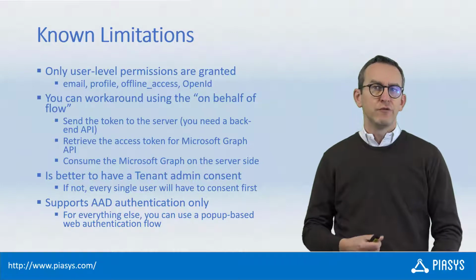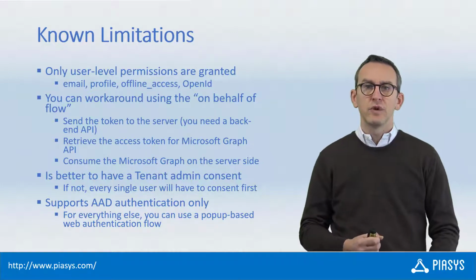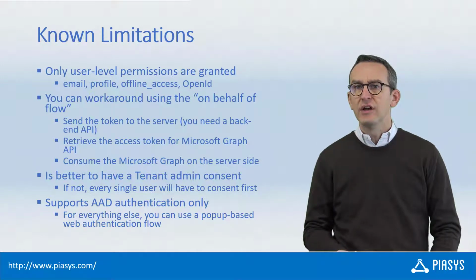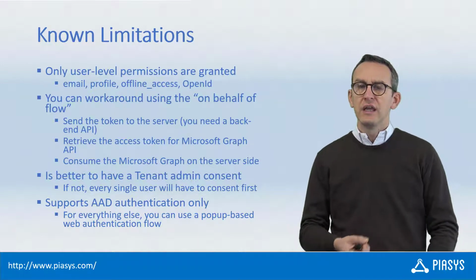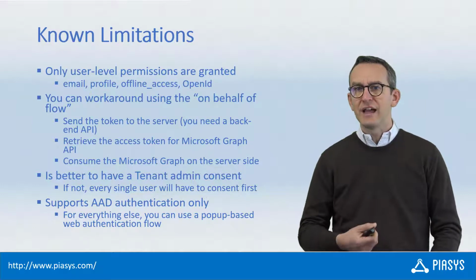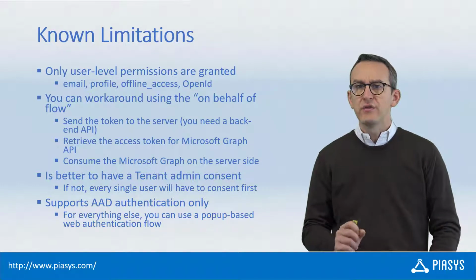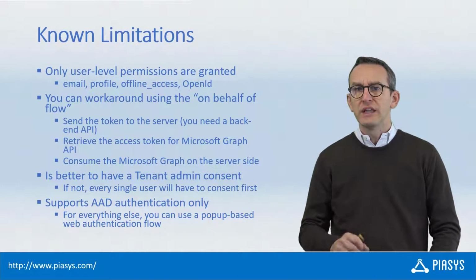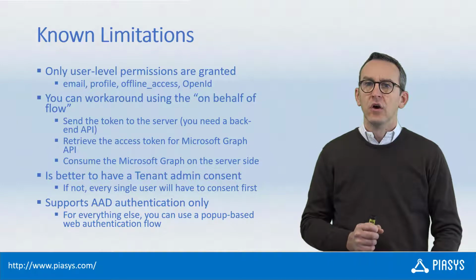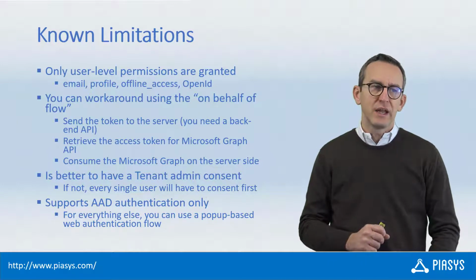So, for example, if you want to access a mailbox, if you want to access SharePoint Online, or any other workload of Microsoft 365, you will have to do the single sign-on in the client-based solution running in Teams. And then you will have to provide the access token to a backend API, where using the on-behalf flow, you will be able to get a new access token to access the actual workload that you need to access in the backend.